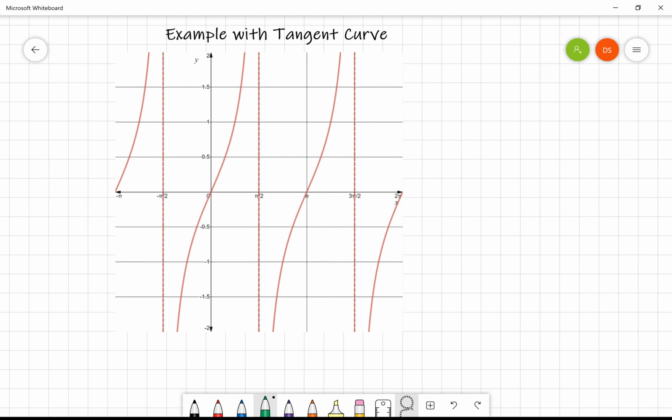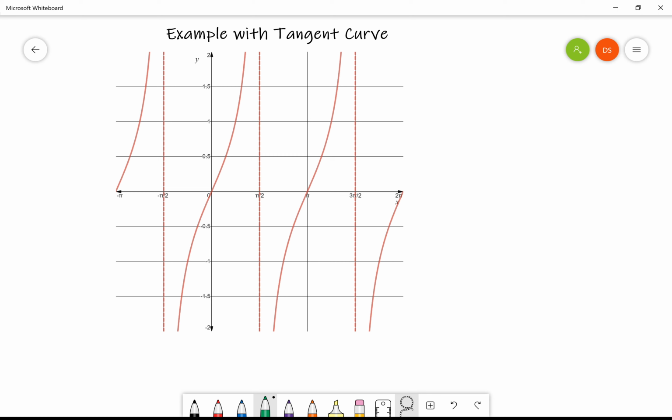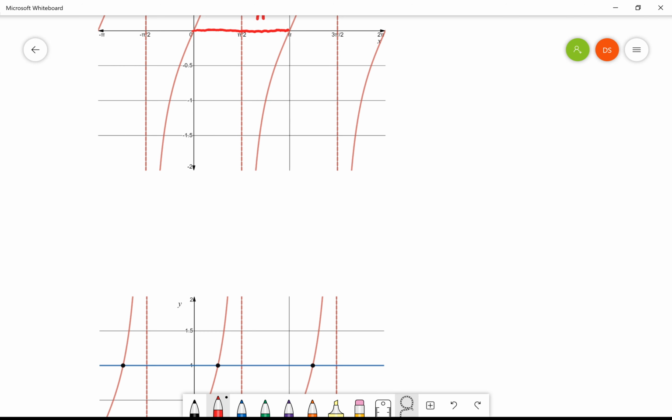A tan function. Notice I've just changed this axis. It is only periodic on pi. And in fact, any solution I get only happens once in any period, not 2 times like we've had before, because there's an asymptote and there's only one place you can cross a tan with a horizontal line. So let's have a look.